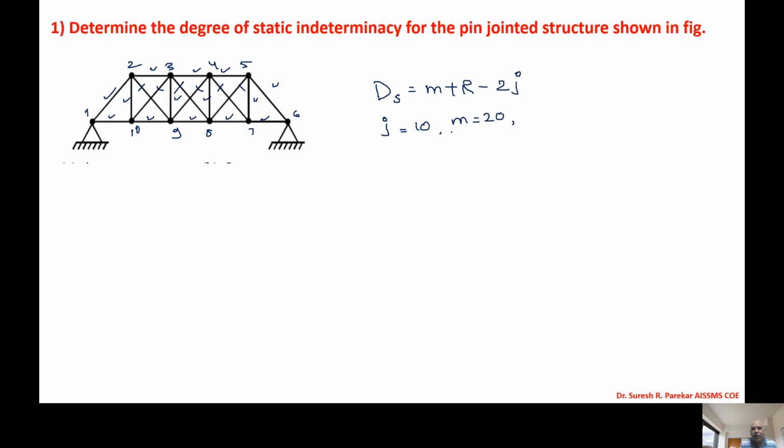J we have 10. R: we have a simple support, so 2 over here, 2 over here. So we have R equal to 4. And then we get ds equal to m, which is 20, plus r, which is 4, minus 2 into 10, and we get 24 minus 20, which is equal to 4. So ds for this pin jointed structure is 4.